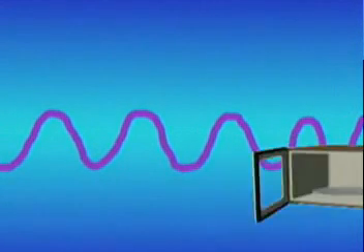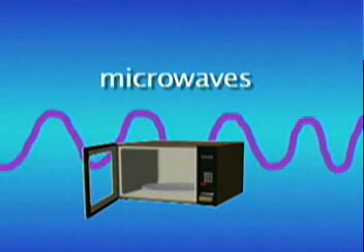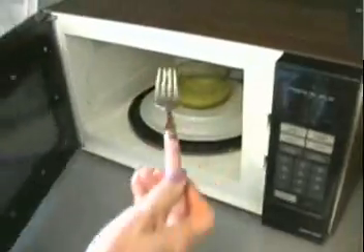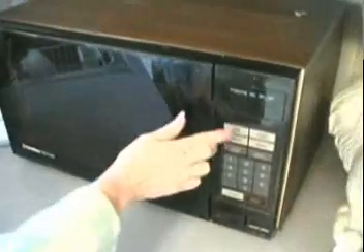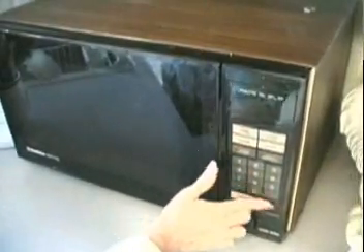Microwaves are the next set of waves on the electromagnetic spectrum. A microwave oven generates microwaves, which penetrate food and cause the water molecules in the food to vibrate. The vibration of the water molecules causes the temperature of the food to rise.